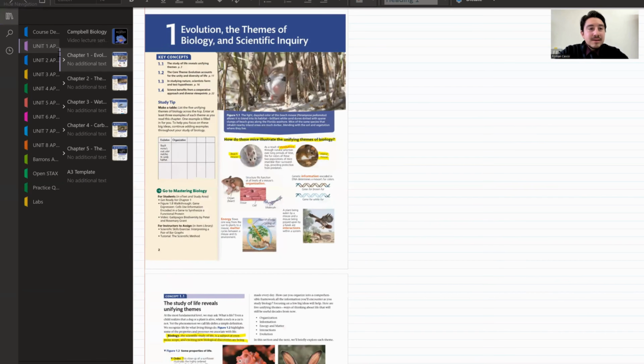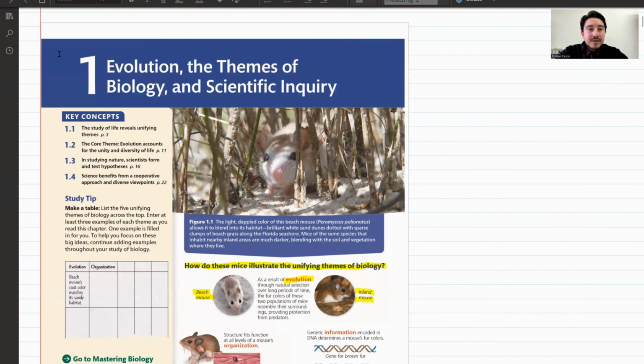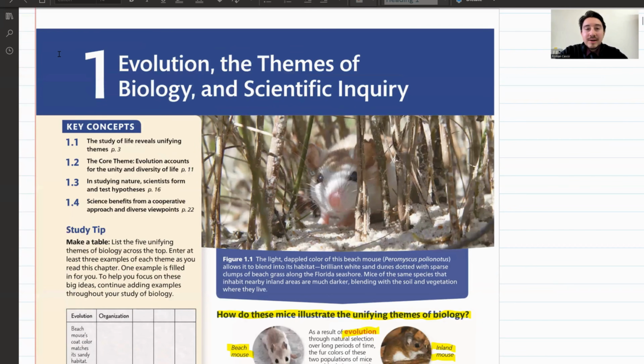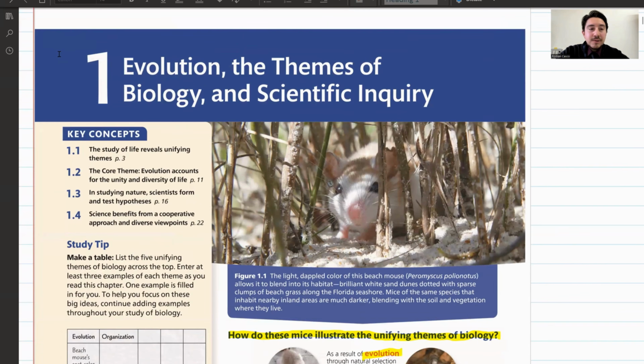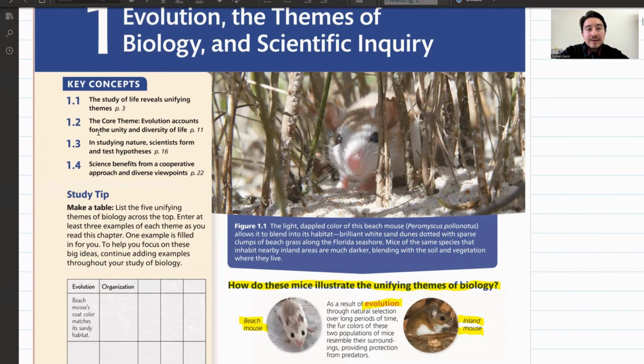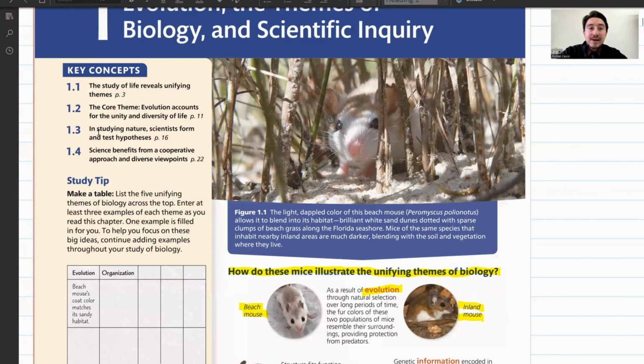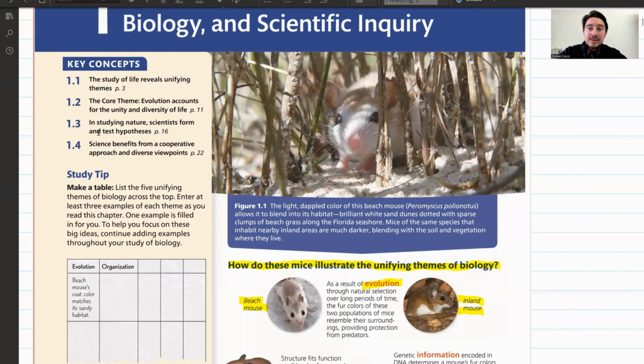Okay, so we begin Campbell Biology, of course, from the beginning, Unit 1, Evolution, and the themes of biology and scientific inquiry, right? The key concepts we're going to talk about are the characteristics of life, certain core themes that encompass biology, which is evolution, right? And a little bit of the nature of science, which is encompassed in the scientific method.